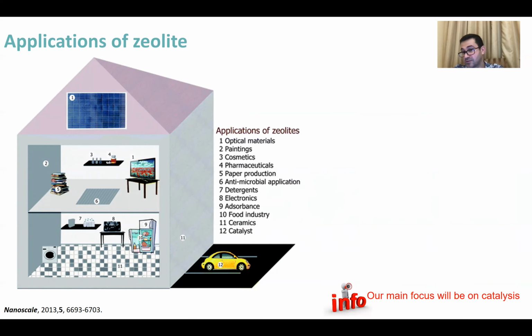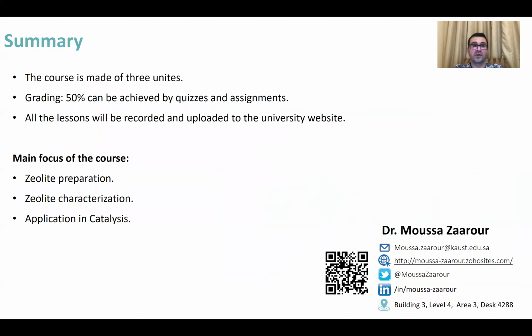Well, that's the short introduction of the unit and of the course. We have seen that today. The course is mainly focused on 3 units: zeolite preparation, characterization, and application in catalysis. And for grading, 50% can be achieved by quizzes and assignments. And all the lessons will be recorded and uploaded to the university website.